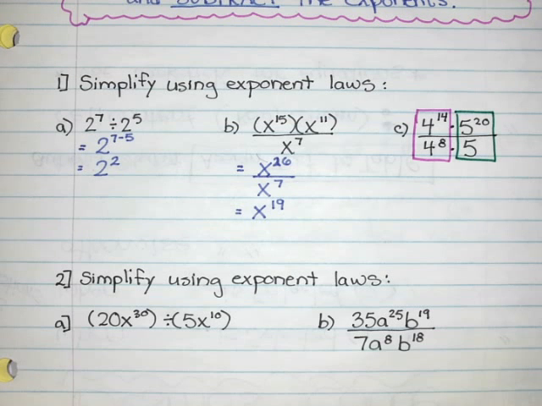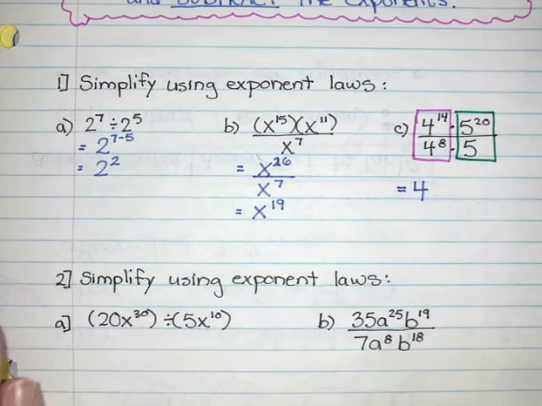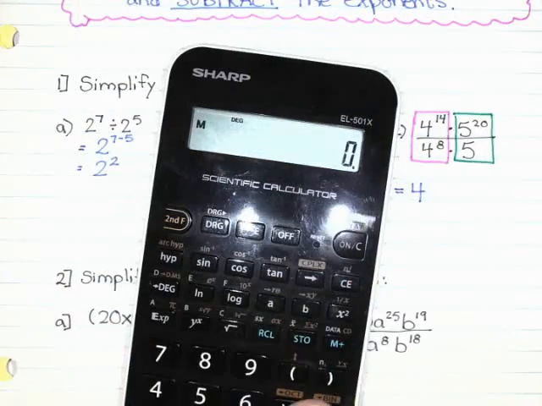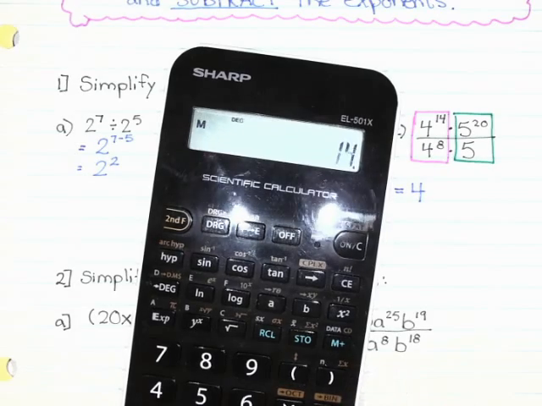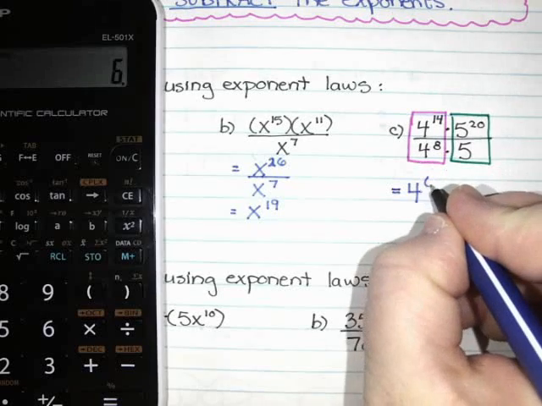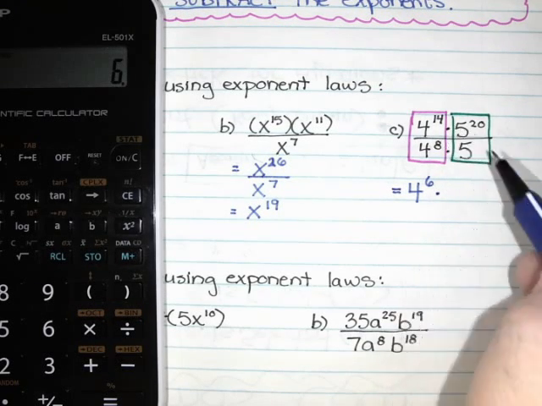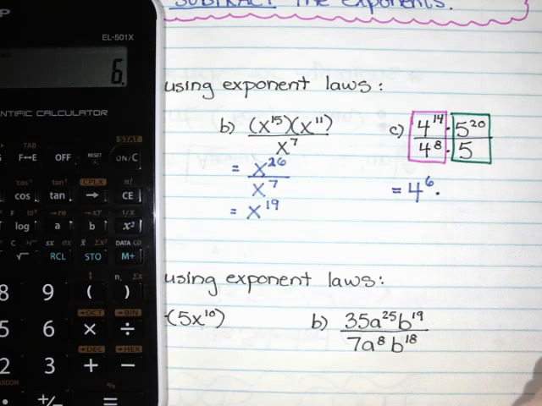So 4 to the power of 14 divided by 4 to the power of 8, I would subtract those exponents. 14 take away 8, oops, I hit divide by accident, is going to give me 6. Then that's times, you'll notice these were being multiplied in the top, so they're still being multiplied down here.